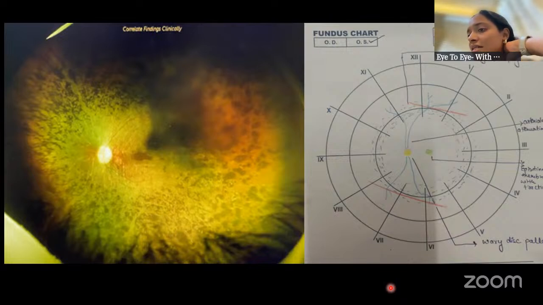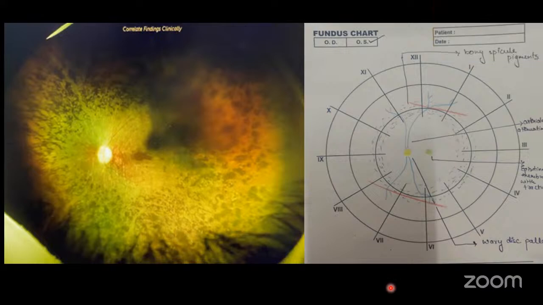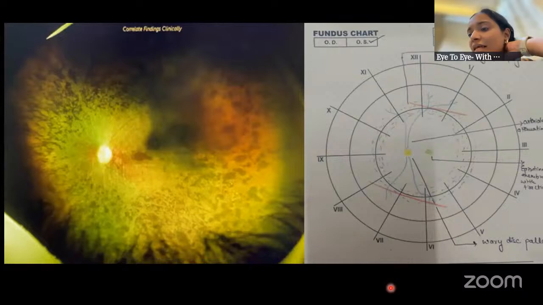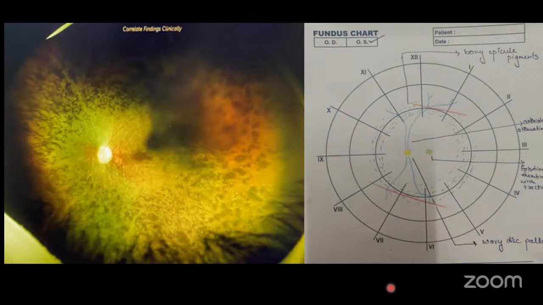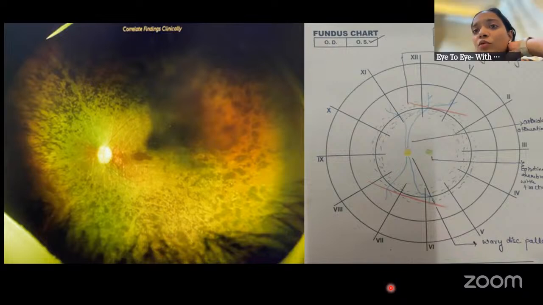Then what is the second circle? Ora serrata, ma'am. So are the pigments going up to the ora? This is a 200-degree fundus photograph, and it's very obvious that they're going to the periphery much more than the equator. You have drawn your bony spicules round the equator, that's it. Beyond that, there are a lot of pigmentary changes, bony spicules.